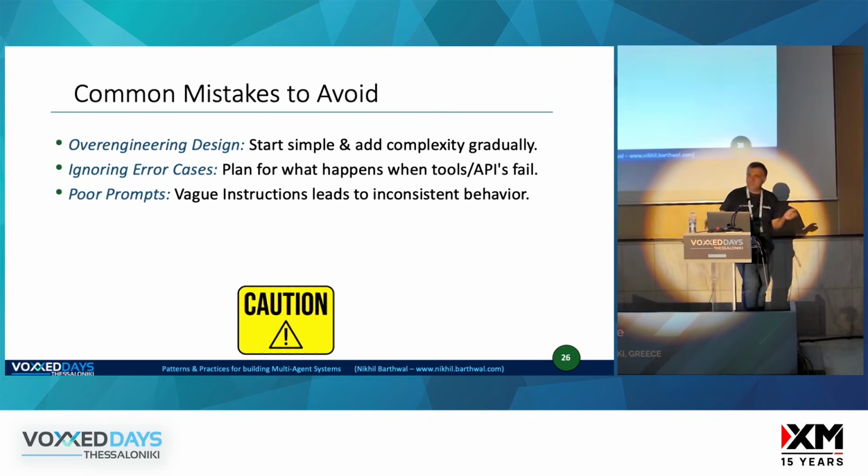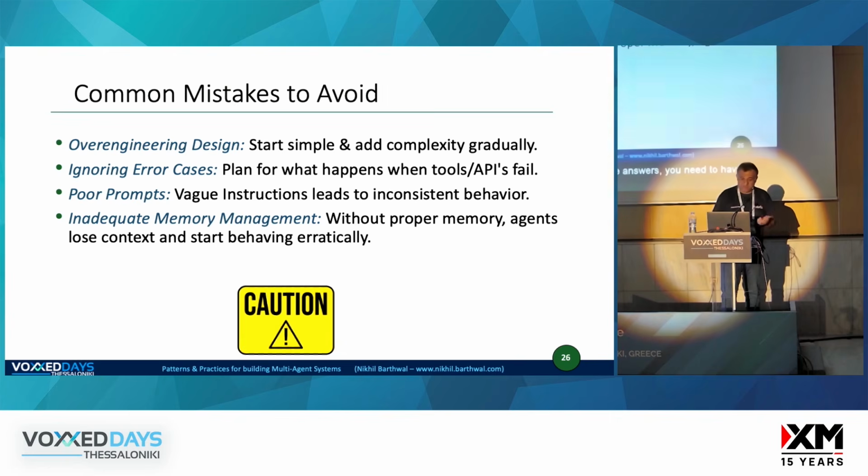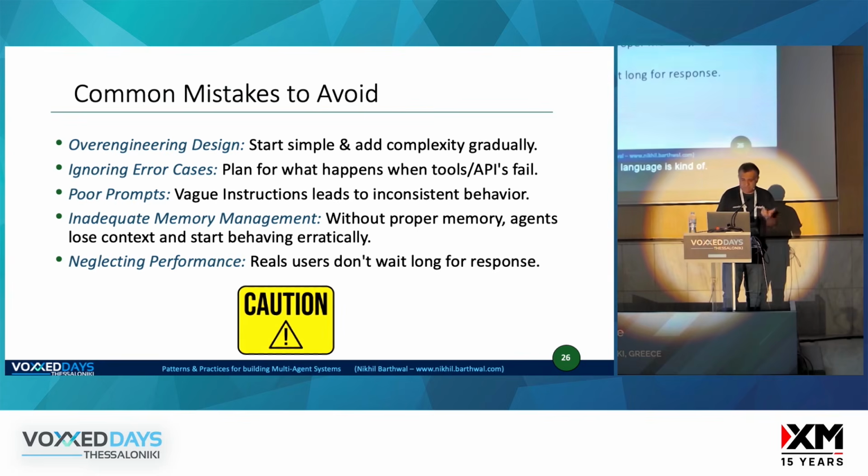Garbage in, garbage out is a very famous quote, right? If you give vague inputs, you're going to get vague answers. So you need to have proper input, a well-defined problem. In fact, this is a drawback of natural language, that inherently natural language is kind of vague by definition. Inadequate memory management, neglecting performance. Performance is a very big aspect.